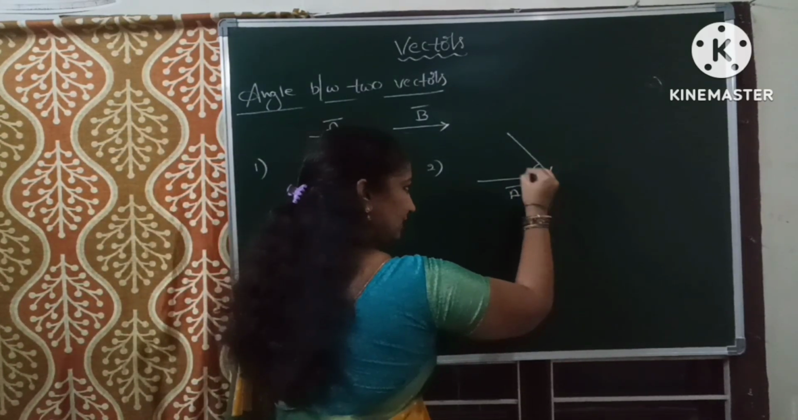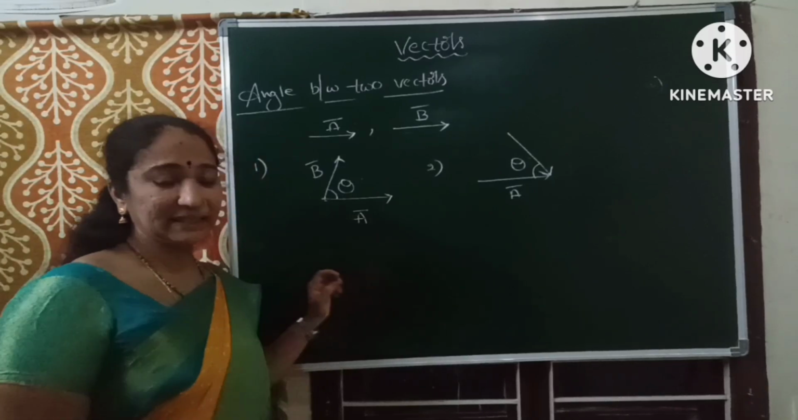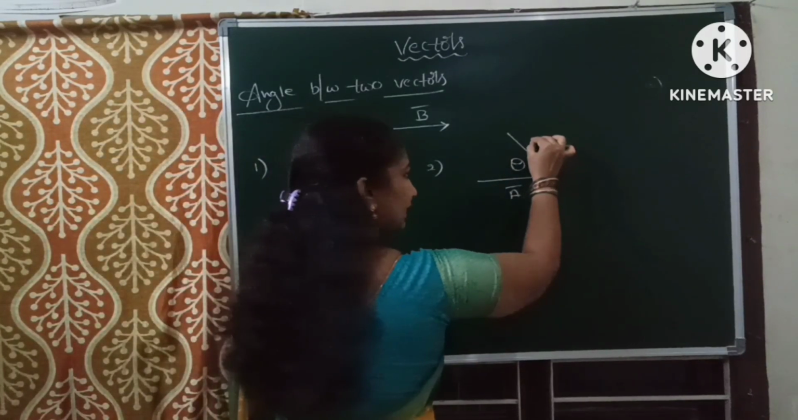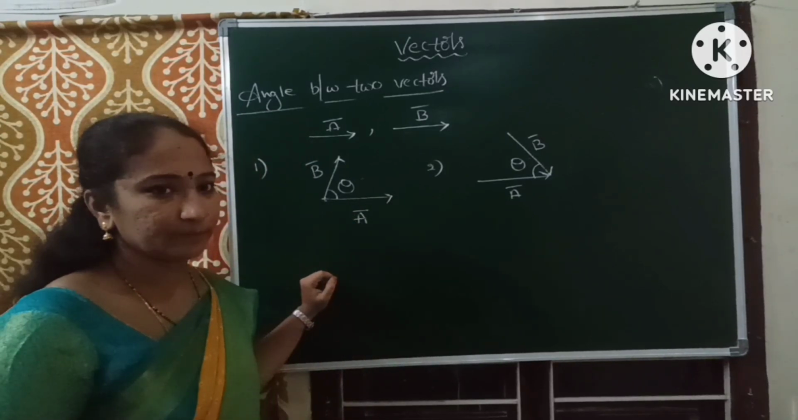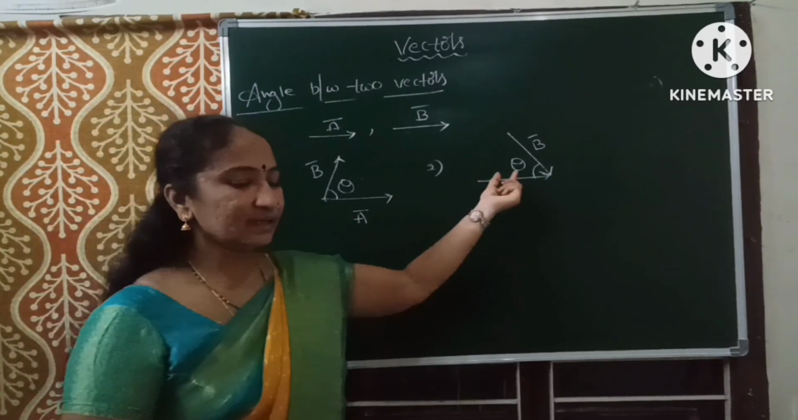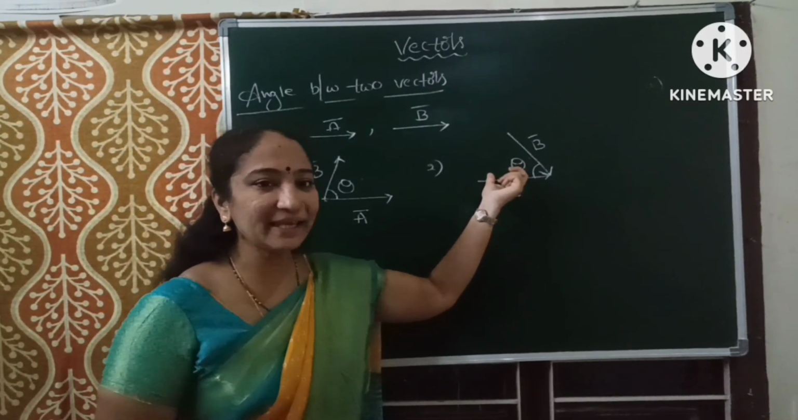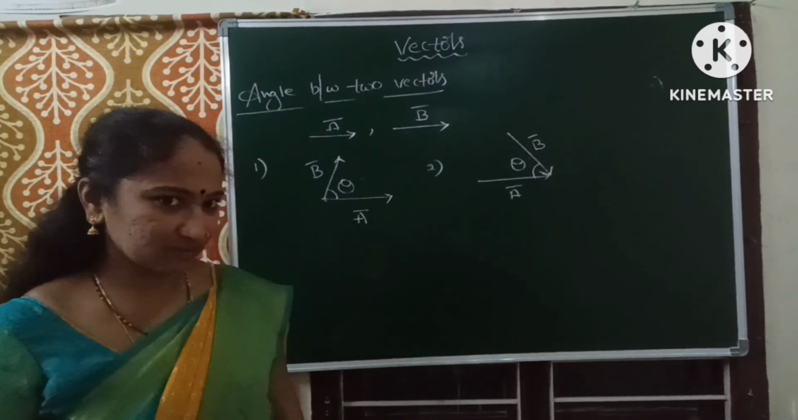We can also take it like this. In this also, theta is the angle in between two vectors a bar and b bar. Either heads should coincide or tails should coincide. Then we can consider the interior angle. The smallest interior angle is the angle in between two vectors.